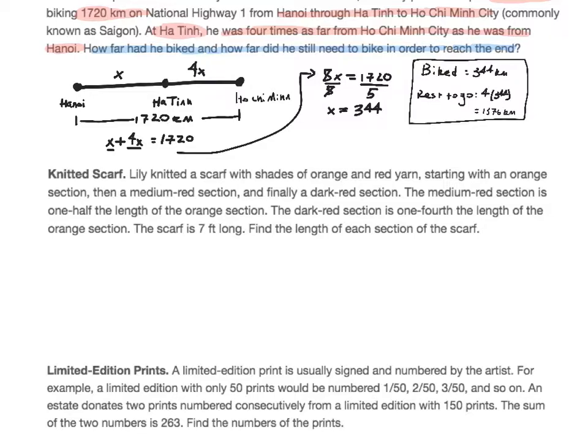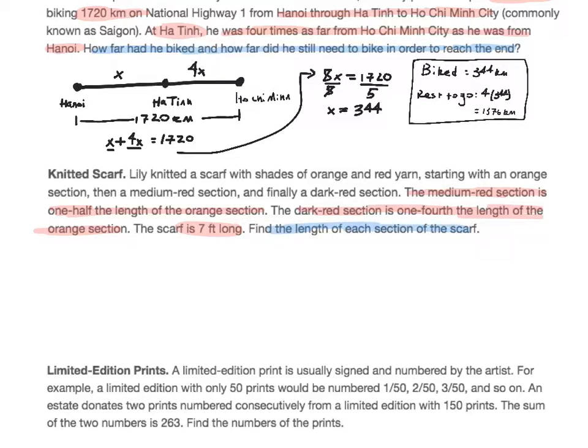So let's go through this and find important information. What I know is this. The medium red section is 1/2 the length of the orange section. The dark red section is 1/4 the length of the orange section. The scarf is 7 feet long. Now the question that it's asking us is to find the length of each section of scarf.